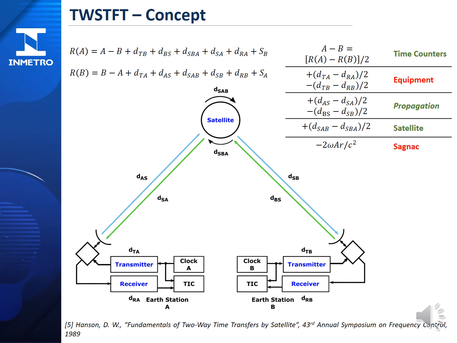The equipment delays can be calculated accurately using a calibration. The Sagnac delay occurs due to the path difference of the signals caused by the Earth's rotation. It is easily calculated by the presented formula.